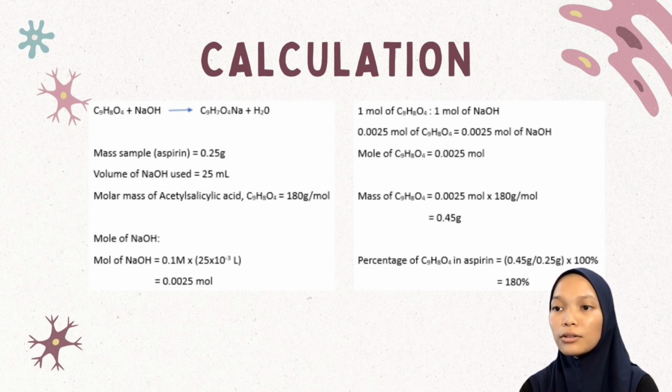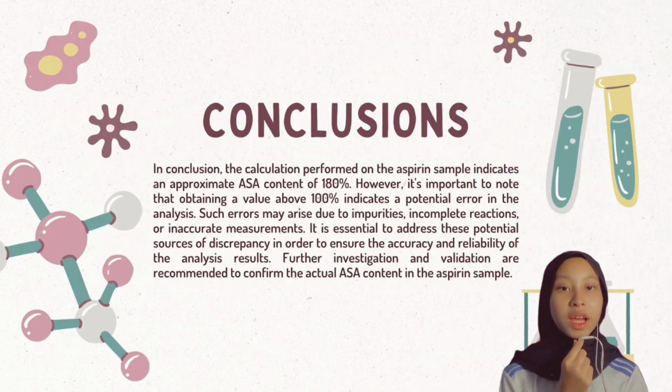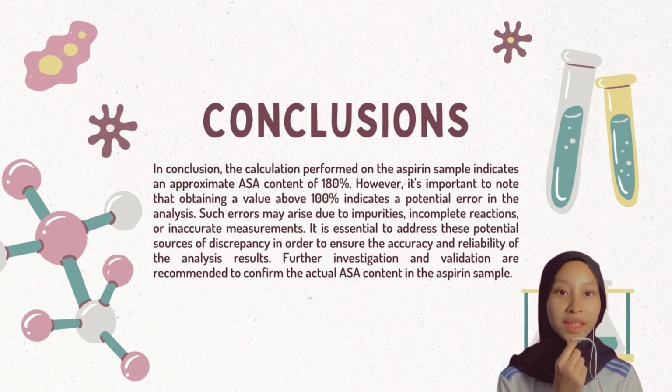So we can see that there are some errors that occurred in this experiment. So let's proceed with the conclusion. In conclusion, the calculation performed on the aspirin sample indicates an approximate ASA content of 180%. However, it is important to note that obtaining a value above 100% indicates a potential error in the analysis.